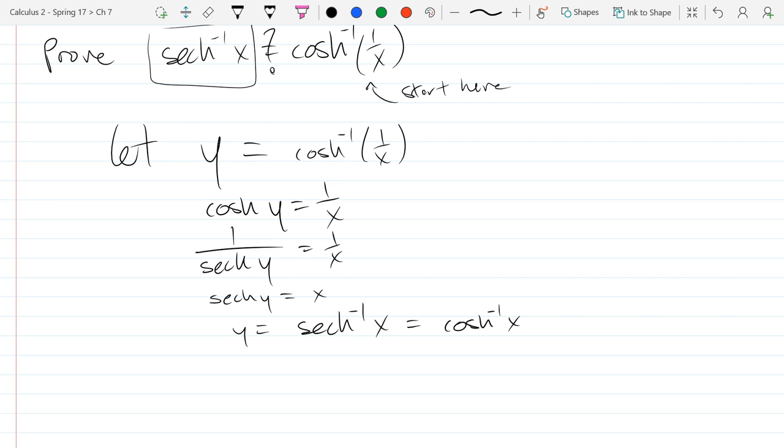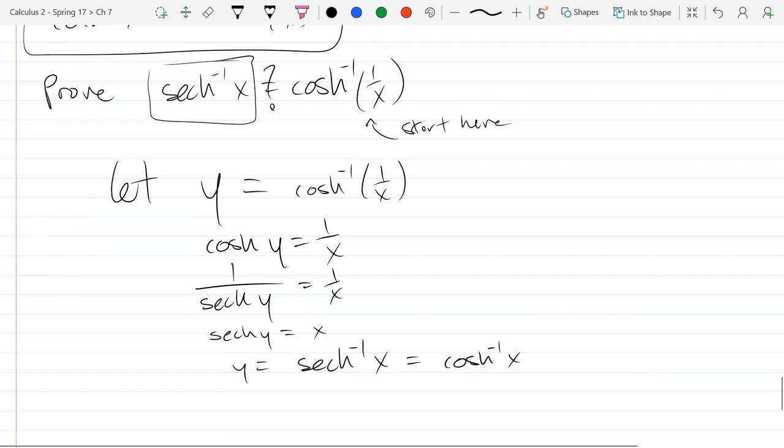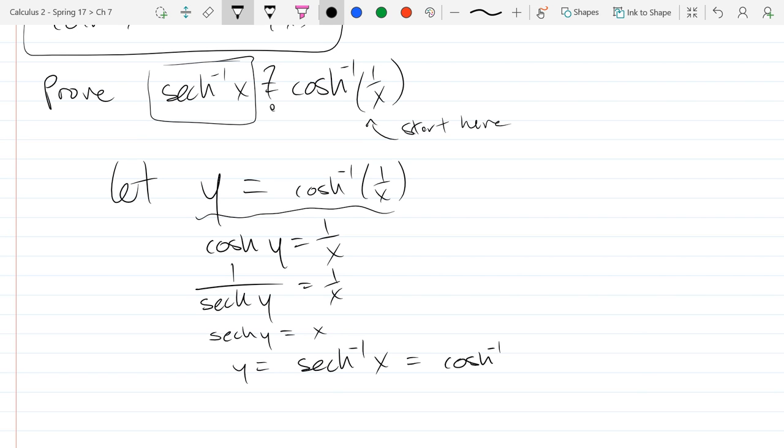All right, so that was one of them. You prove the other ones the exact same way. Wait, isn't it cosh 1 over x? Cosh, yep. I'm just going off what we said y was right there. So that is cosh inverse 1 over x.